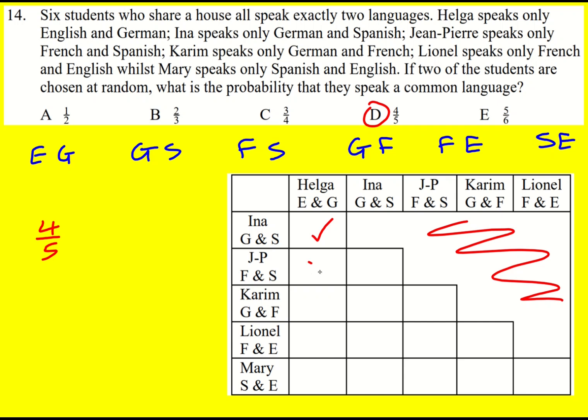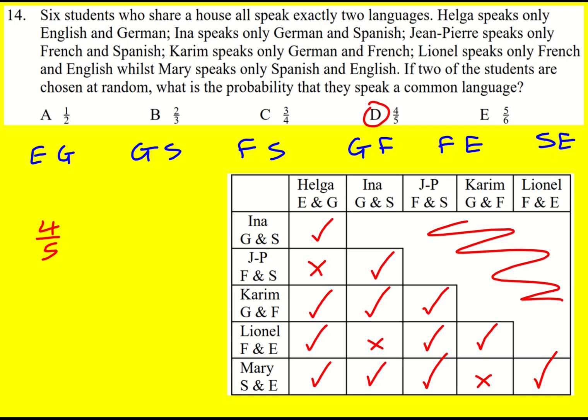So Helga wouldn't speak the same as Jean-Pierre, but would with the rest. And Ina with German and Spanish, that would work. That would work. That would work. It would just be that one that didn't. Sorry, Jean-Pierre with French and Spanish. And we've already counted Jean-Pierre with Helga and Ina, so I don't need to do that again. Karim with German and French, and Lionel with French and English. So those are all the different pairings.